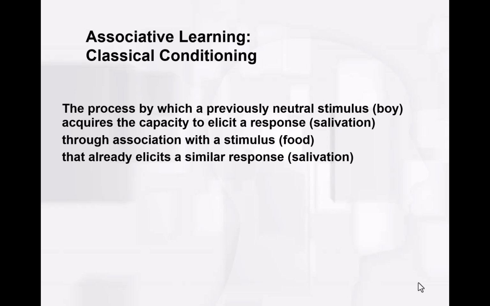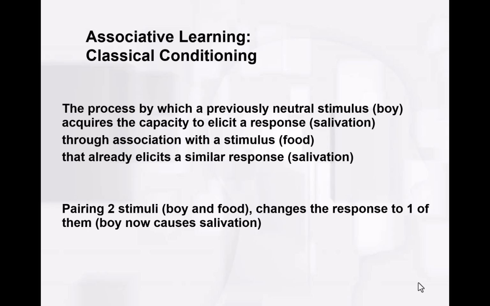So the little boy was a neutral stimulus. He had food, the dog salivated. The little boy was there, he had food, he gave it to the dog, the dog salivated. That was repeated over and over again in the video, so over time, the dog started salivating at the sight of the little boy. No food was needed. Another way of saying that is you pair two stimuli, the boy with the food, and it changes the response of one of them. The boy now causes salivation.